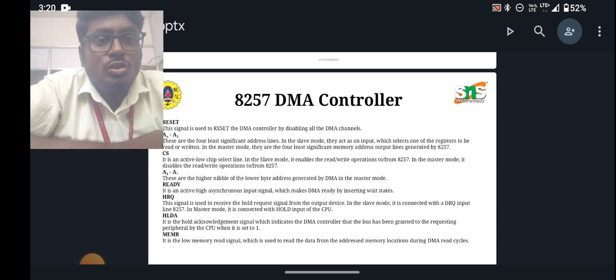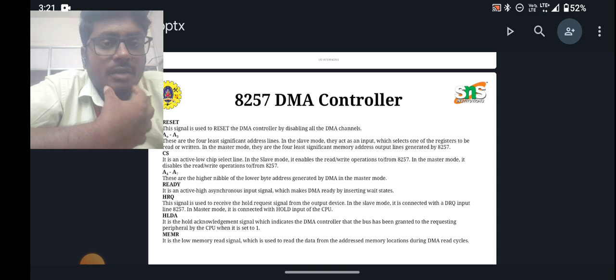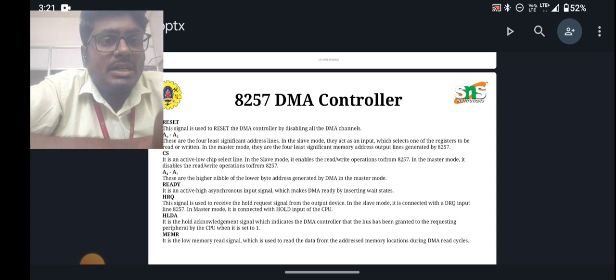HRQ: this signal is used to send the hold request signal to the CPU. In the slave mode, it is connected with the DRQ input line of the 8257. In the master mode, it is connected with the hold input of the CPU. HLDA: it is the hold acknowledgement signal which indicates to the DMA controller that the bus has been granted to the requesting peripheral by the CPU when set to 1.